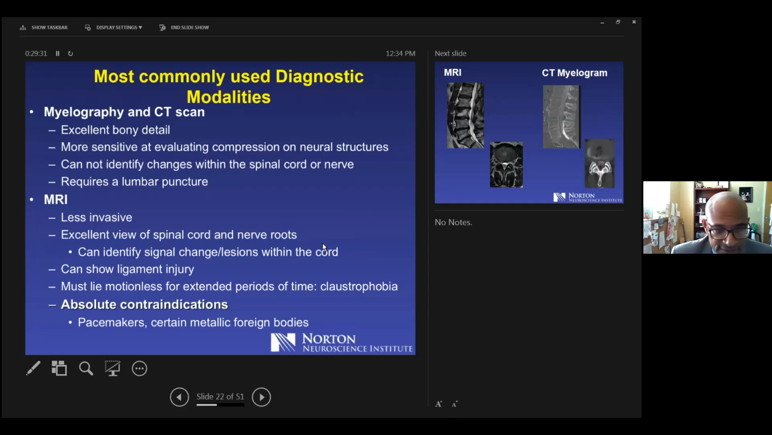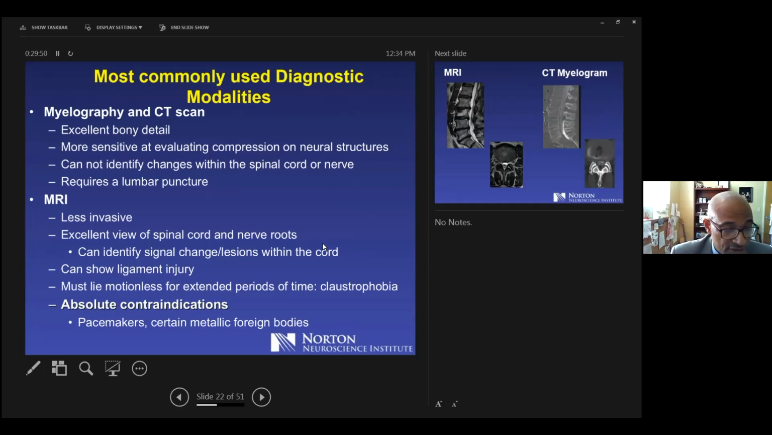MRIs are less invasive. They're very good at looking at cord problems. You can also look at the nerve roots. But again, when you have more congenital narrowing, it's a little more difficult to see if people have a problem. It does not show ligament or bony issues as much. It doesn't allow you to get dynamic flexion-extension films or weight-bearing imaging.